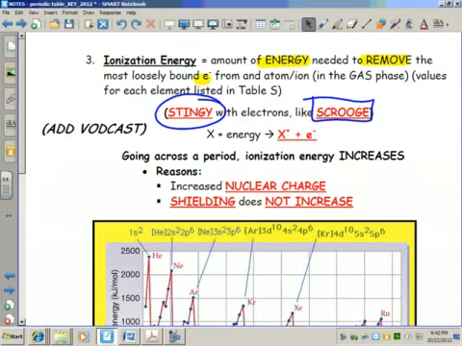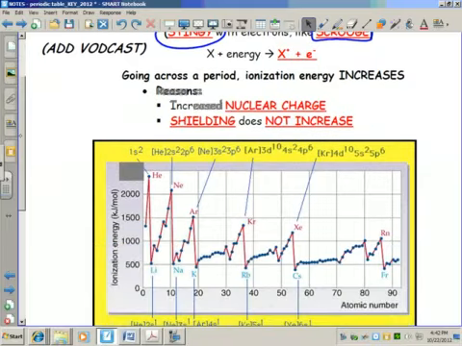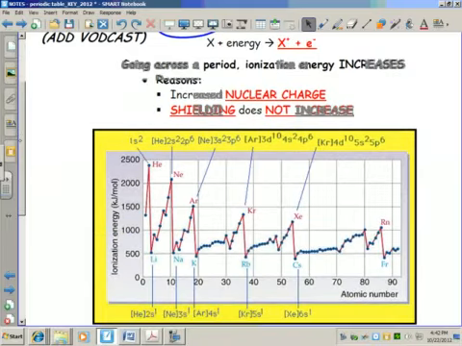Stinginess, that means how tightly you're hanging on to what you already have. Greediness, how much do you want what other people have? Stingy, how tightly do you hang on to what you have? We're going to use that analogy here for ionization energy. We're going to build on what we did with electronegativity.